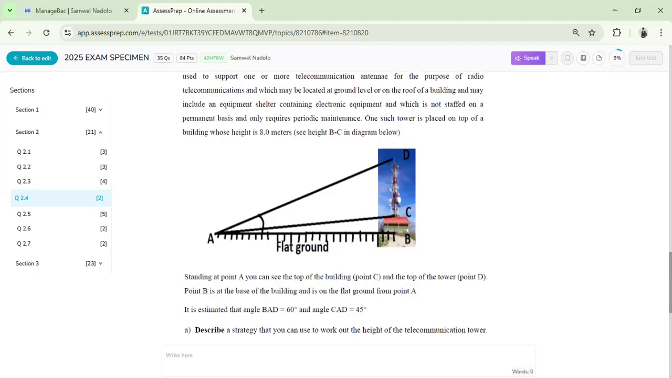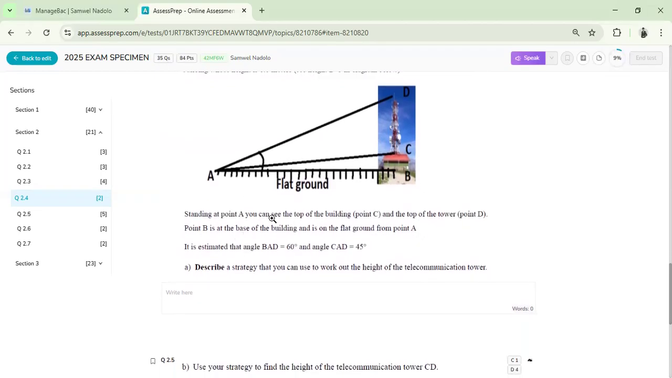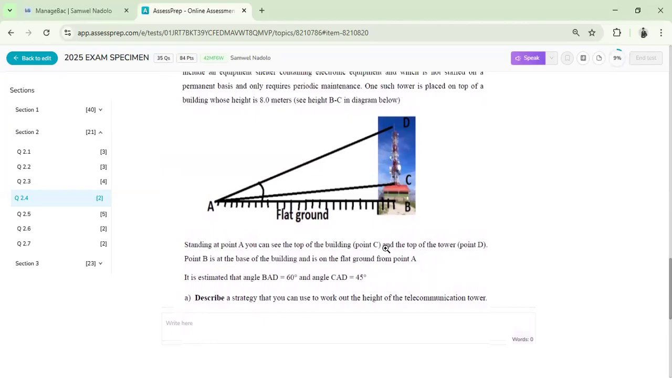So this is the ground, and then this is the top of a building. This is a building, and then we have the tower, which is from C to D. So the building is BC, they are saying it is 8 meters. So standing at point A, you can see the top of the building, which is point C, and the top of the tower, which is point D. Point B is at the base of the building and is on flat ground from point A.